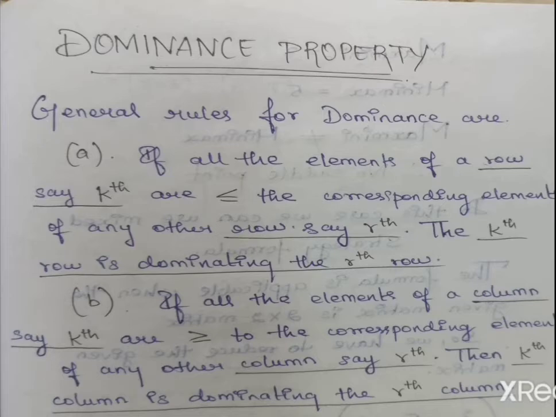Like this we have to do for the columns also. Suppose you have to reduce the column, for columns we use the greater than or equal to form. If all the elements of a column, say kth, are greater than or equal to the corresponding elements of any other column, say rth, then the kth column is dominating the rth column. The dominance property is simple. Just listen to the problem, then the property will become clear. So don't bother about this rule. We have to come to the problem.